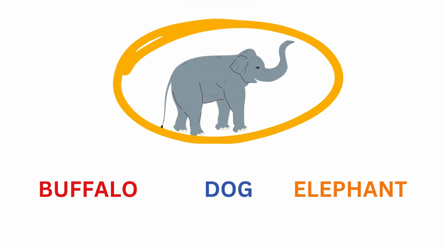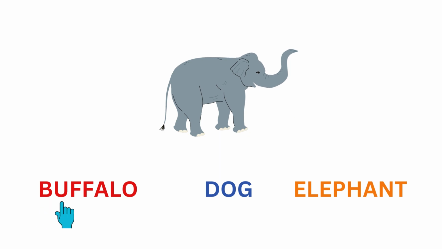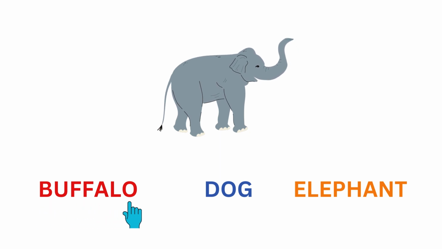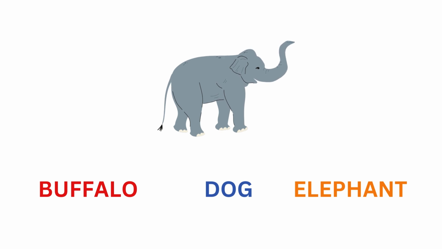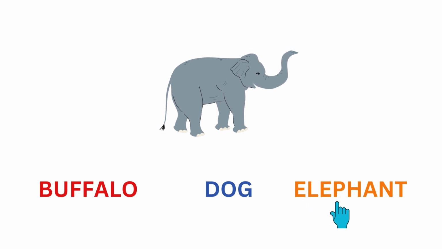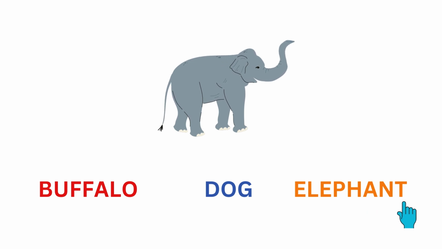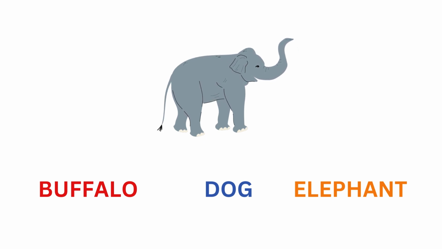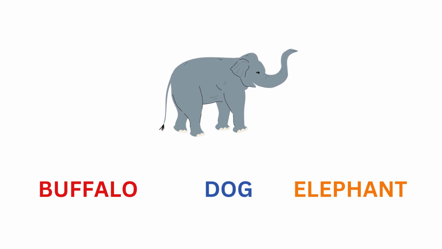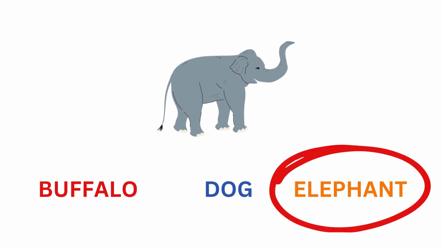Now look at this picture. The words below are B-U-F-F-A-L-O, buffalo. D-O-G, dog. E-L-E-P-H-A-N-T, elephant. Which word matches this picture? कौन सा word इस picture के साथ match हो रहा है? The correct word is elephant.